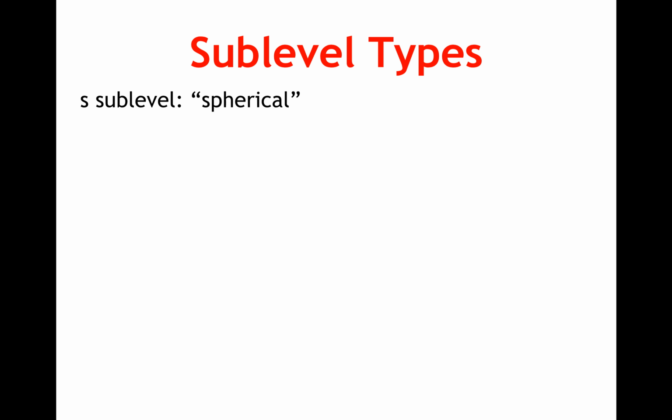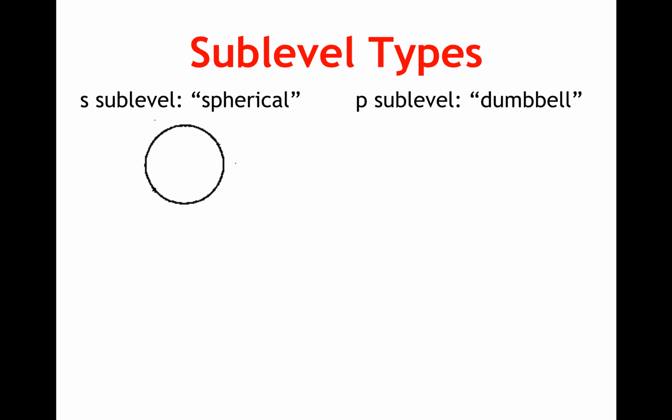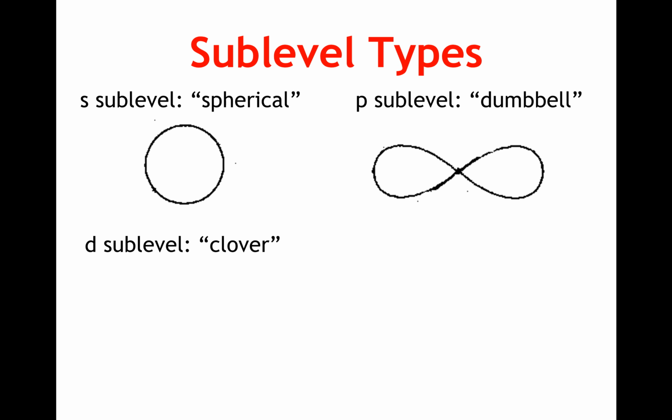So let's talk about the s sublevel. It's described as being round or spherical, like a circle. The p sublevel is described as being dumbbell shaped, or you could say it's figure 8 or infinity shaped. The d sublevel is clover shaped. You can think of two of these dumbbell shapes paired up together, or like a little 4-leaf clover that you'd find in your yard in the summertime.